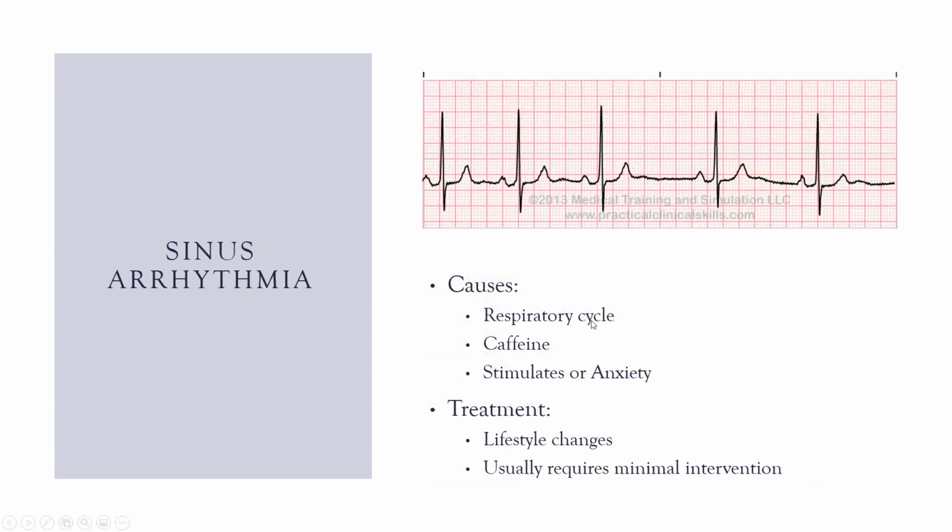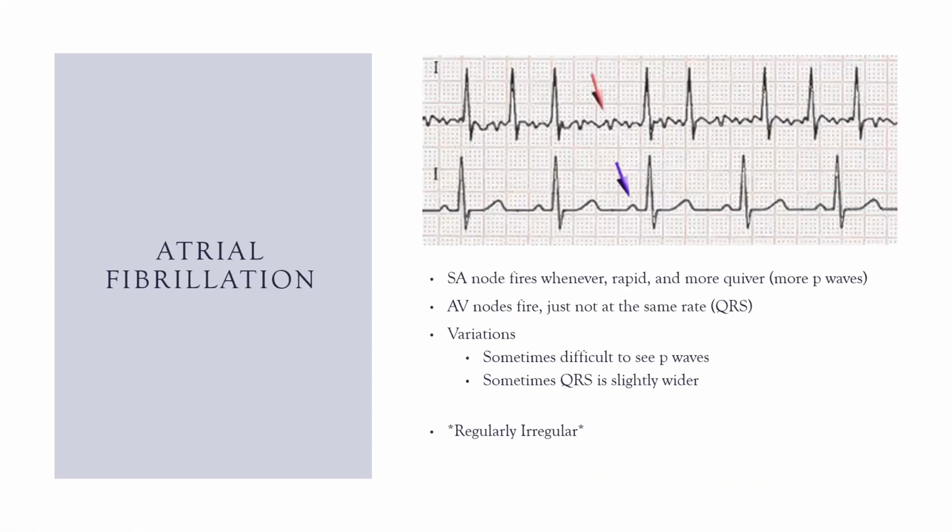So, I made a slide for your causes. It can be caused by a respiratory cycle. So when we inhale, the heart rate tends to slow down. When we exhale, it speeds back up. Caffeine, stimulants, or anything that causes anxiety can also cause it. So how do we treat it? It requires very minimal intervention, if at all, and then we just implement some lifestyle changes. So the days I don't have coffee, I tend to not have sinus arrhythmia. So it's just that simple.